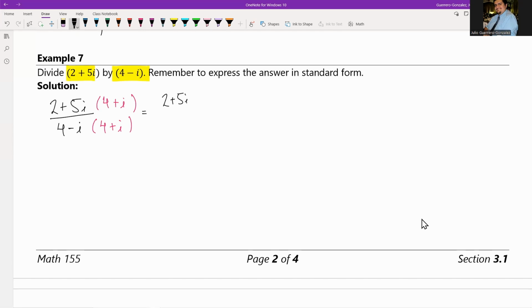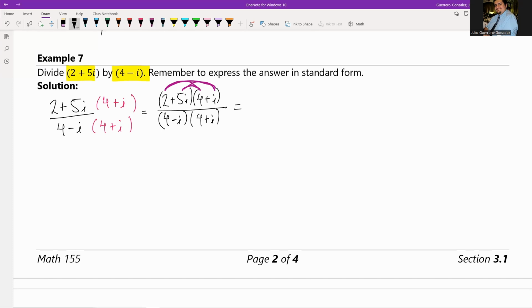I'm going to write it out. 2 plus 5i times 4 plus i, all over 4 minus i times 4 plus i. What we're about to do, just keep track of this, is FOIL on the top and on the bottom. If you need to read this over, if you need to watch this over, do it, so you can follow along step by step. I'm going to do the top first. First, outer, inner, last.